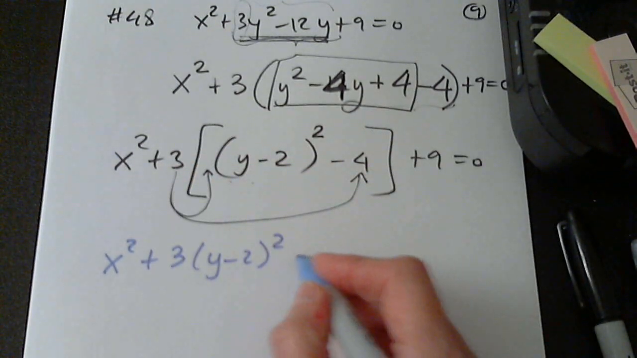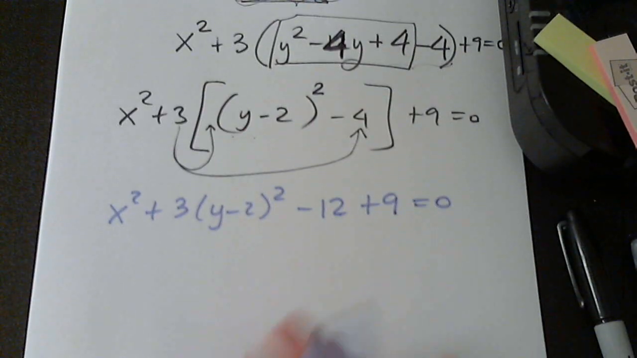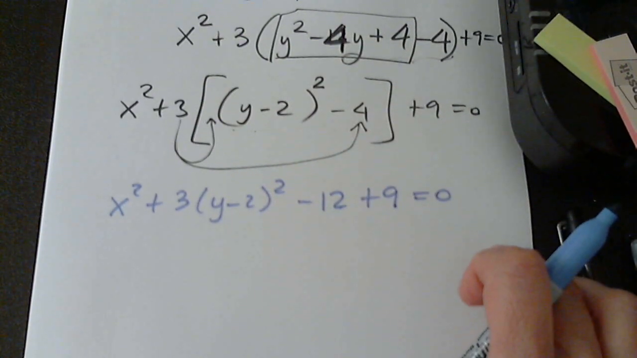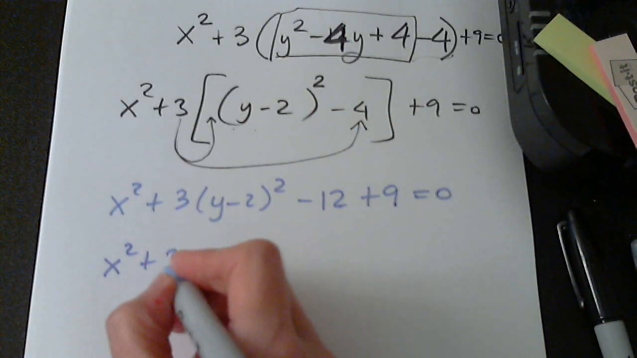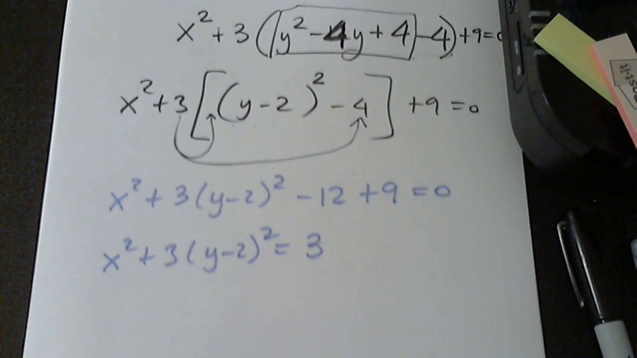3 times negative 4 is negative 12 plus 9 equals 0. Negative 12 plus 9 is 3, and it has to be moved to the other side. So x squared plus 3y minus 2 squared equals 3.